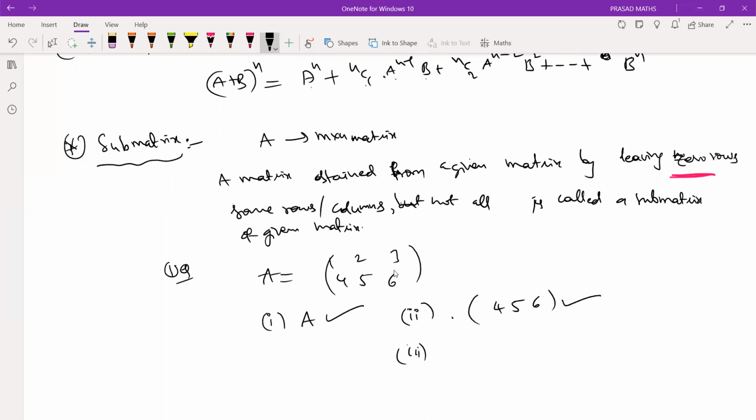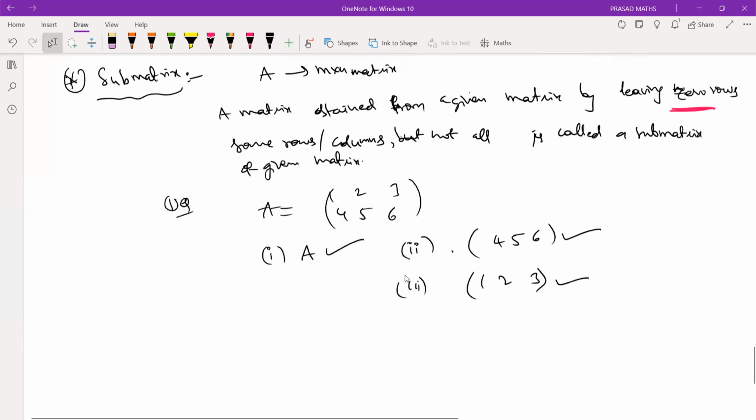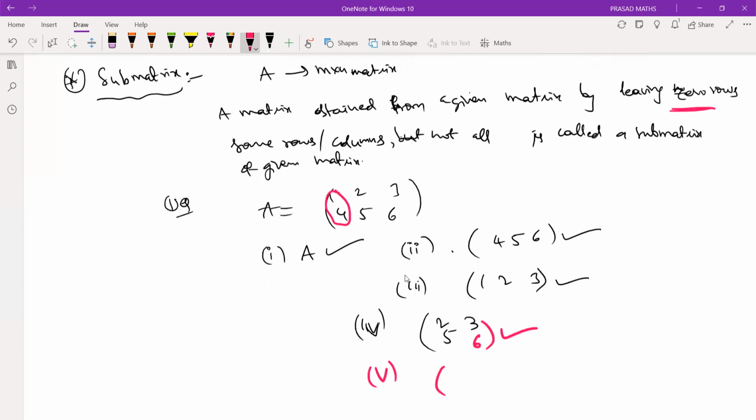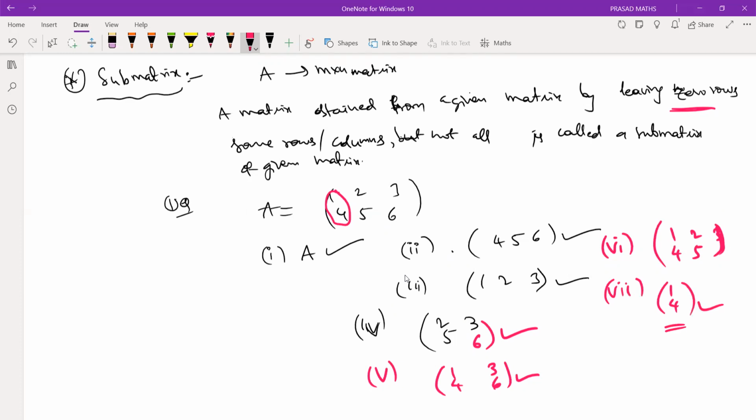Suppose you leave the second row. What is your submatrix? This also is a submatrix. Suppose you leave the first column. What you're going to get? This also is a submatrix. Suppose you leave the second column. This is also a submatrix. Suppose you leave the third column. Yes or no? Suppose you leave 2 columns. Understand? Each of them is a submatrix.